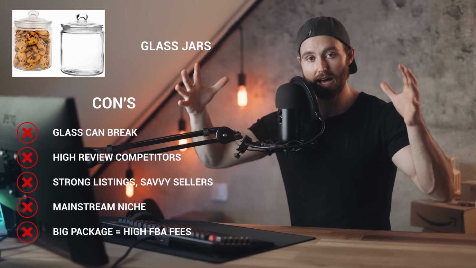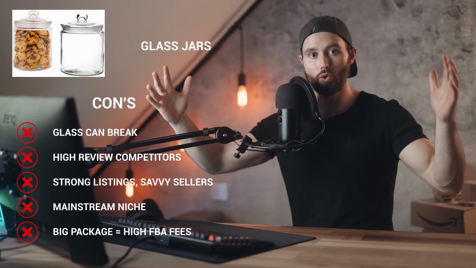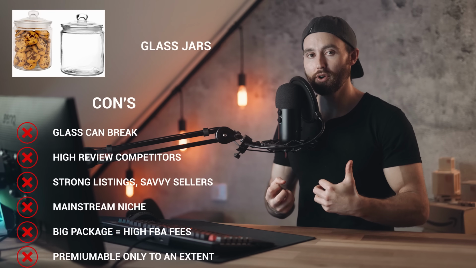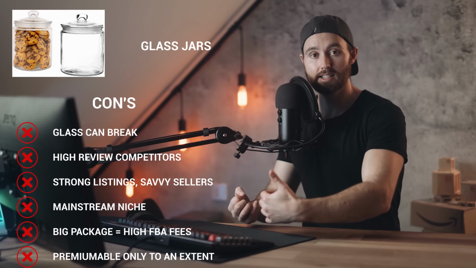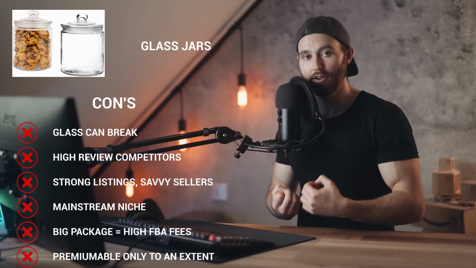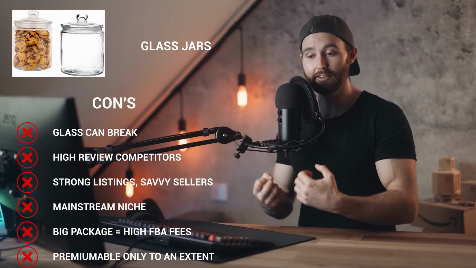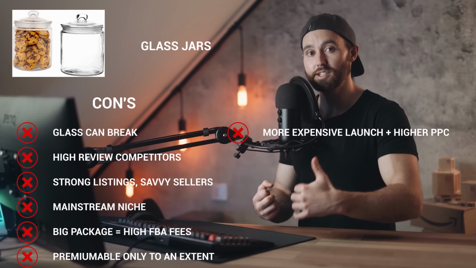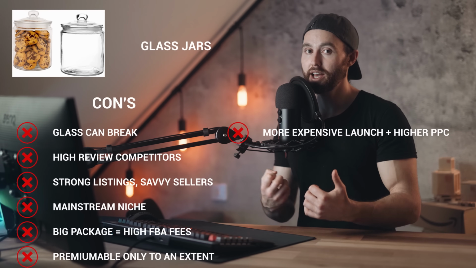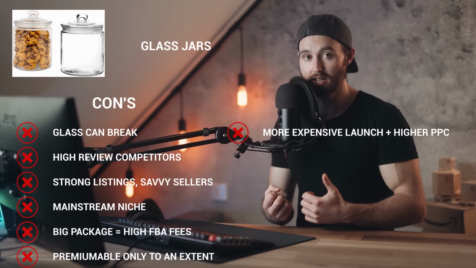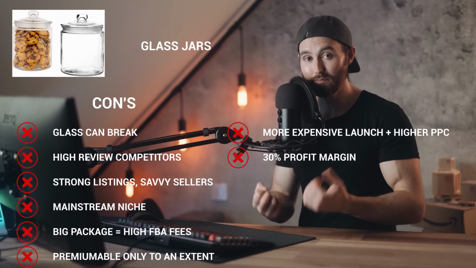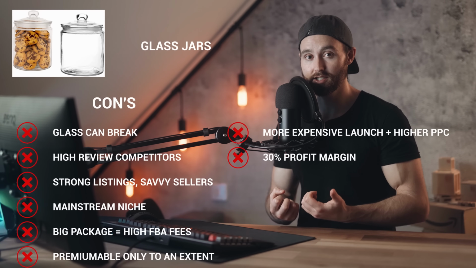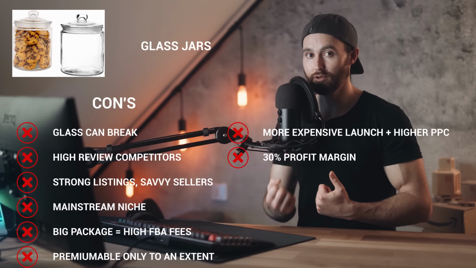Multiple jars in one package results in a bigger overall package, which can increase FBA fees. This is also premiumable only to an extent, because this is also a very functional product people buy for its purpose rather than design. This is likely a more expensive launch, and you're likely to pay a bit more here on PPC. And here we only have a 30% profit margin after adjusting for those PPC costs. So this is the worst on profit margin.